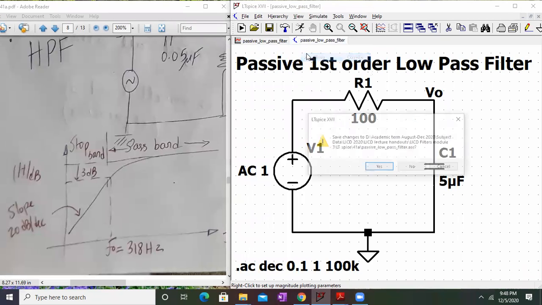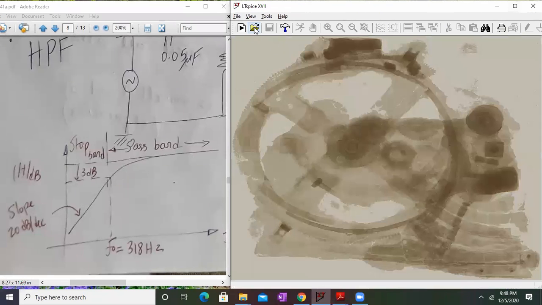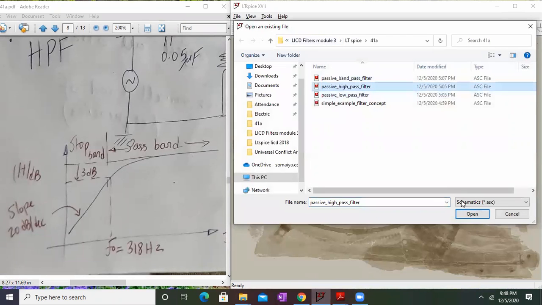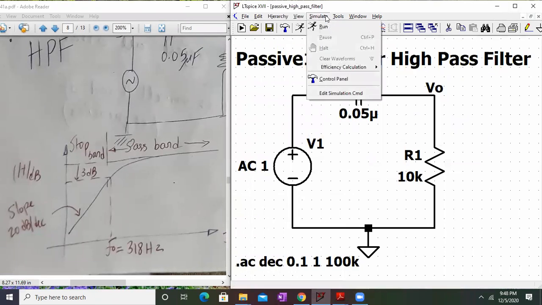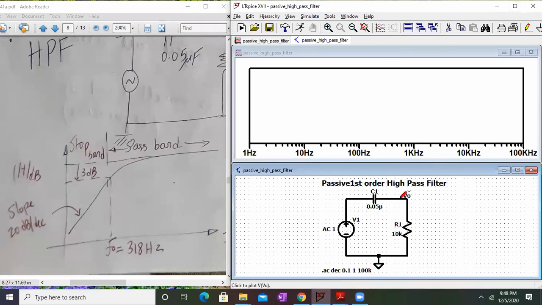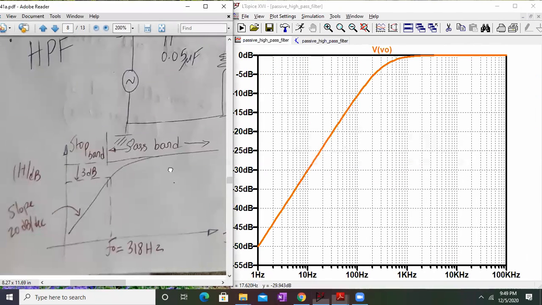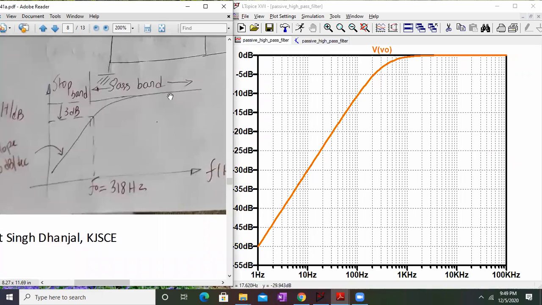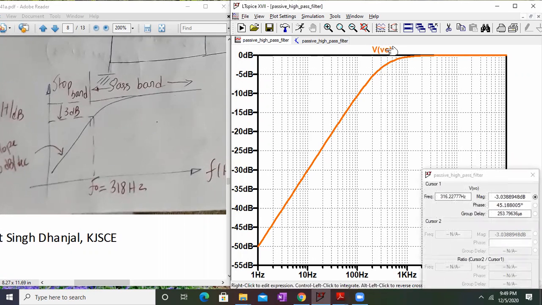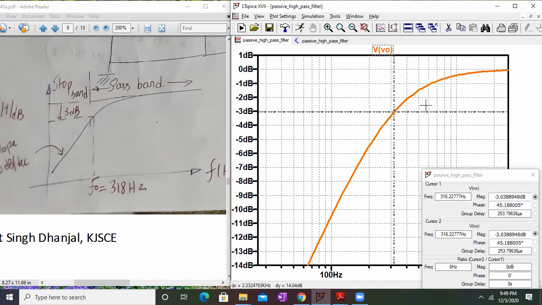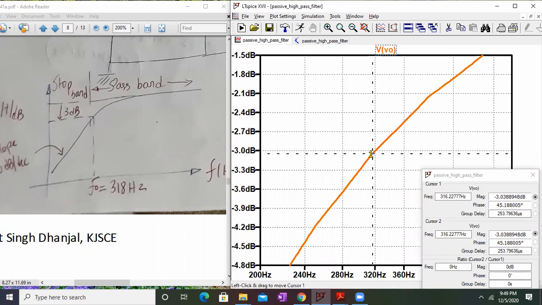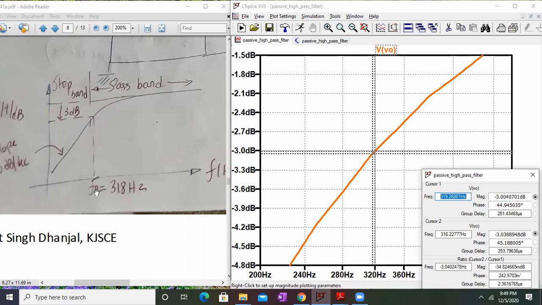So I have to open the circuit for a high pass filter quickly. Okay, this is a high pass filter. I will run it and check the frequency response directly. As you can see, as predicted, the frequency response is exactly of the same nature. Now if you want to check the cutoff frequency, it will be around 3 dB down, so I have to adjust exactly to 3 dB. So let me do that. This is minus 3 dB, and the value of the frequency is 319 hertz, which is very close to 318 hertz, as you can see very clearly.